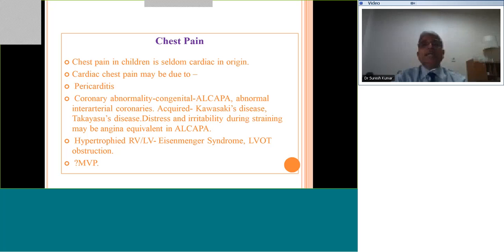The older child or adult can get chest pain from a hypertrophied RV or LV in Eisenmenger syndrome or in LVOT obstruction. Mitral valve prolapse has been described as associated with chest pain, and various theories have been advanced for this, that the prolapsing chordae are pulling on the left ventricular muscle. But most often, when a patient with mitral valve prolapse complains of chest pain, it's a musculoskeletal pain which has nothing to do with the mitral valve prolapse, and what the patient needs is a firm reassurance that MVP is by and large a benign disorder.